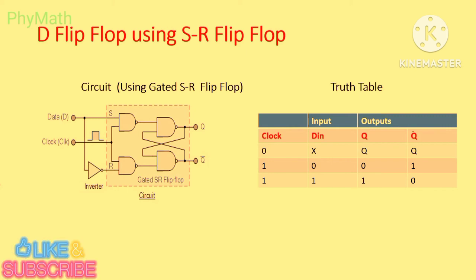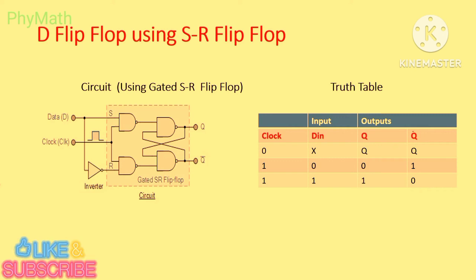So to design our D flip-flop by using SR flip-flop, what is our objective? To avoid these two conditions. Which conditions? That is S equals to 0, R equals to 0 and S equals to 1, R equals to 1. So to avoid these two conditions, we require inverter. And the second part of our circuit is simple, our SR flip-flop.